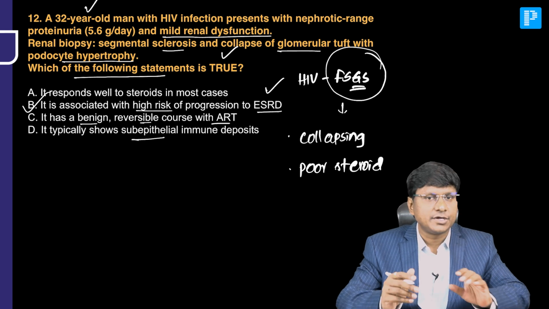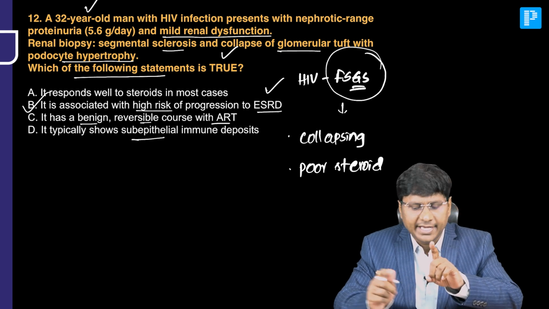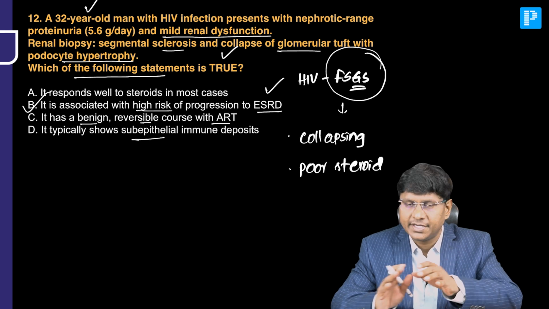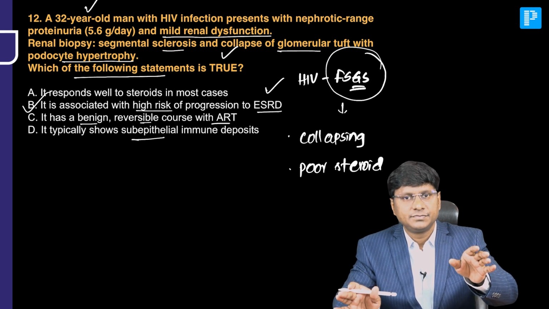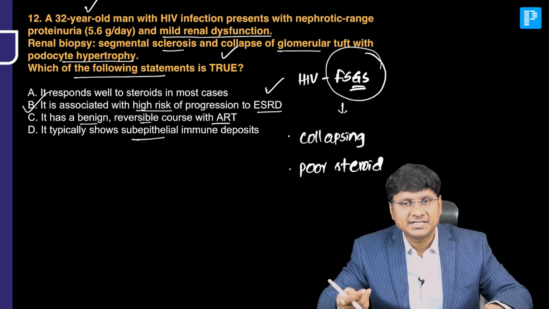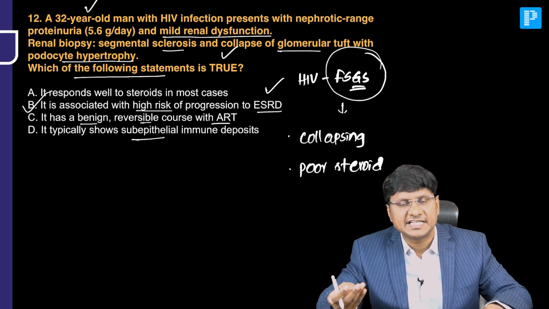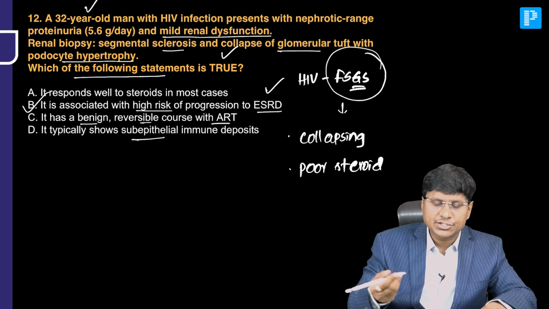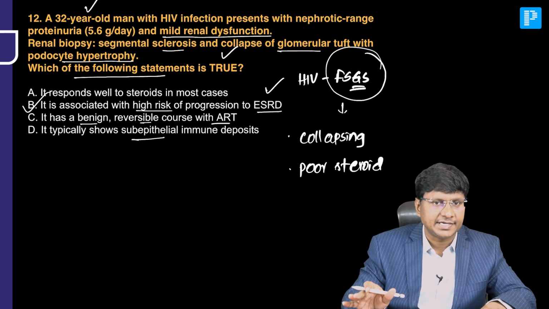And what about the first option? It responds well to steroids in most cases. So FSGS patients secondary to HIV don't respond to steroids. Okay, so steroids are not the mainstay. What is the mainstay? Antiretroviral therapy and ACE inhibitors are the key in the treatment. Second option: high risk of progression to end-stage renal disease, that is a correct answer.